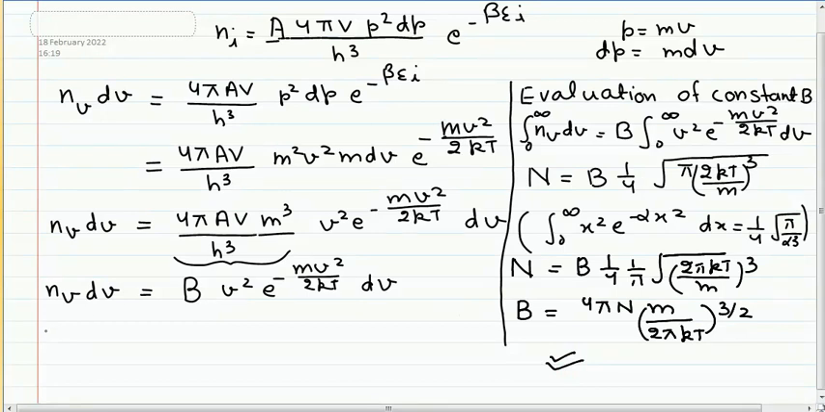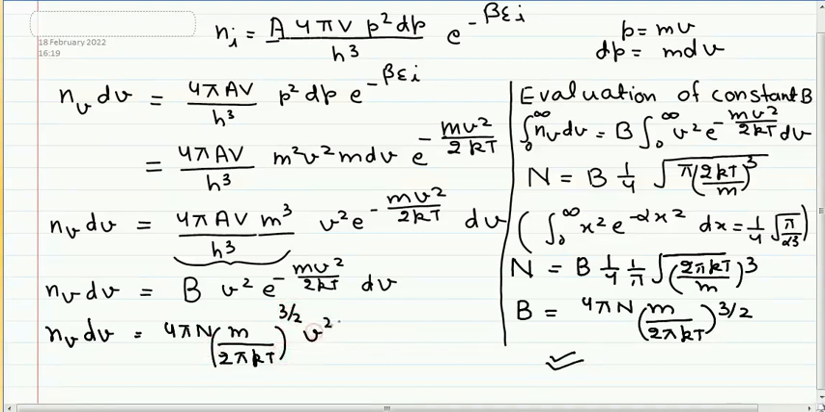Now we can substitute this value here. So it will become n(v) dv is equal to 4 pi capital N into m upon 2 pi kT to the power 3 by 2, and then we have v square e to the power minus mv square upon 2kT into dv. So n(v) dv is the number of molecules having speed between v and v plus dv, and this is the distribution function given by this expression. Now we will use this expression further. So let us go to the next page.